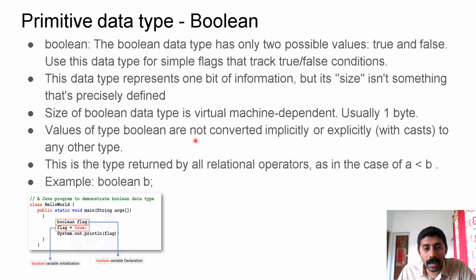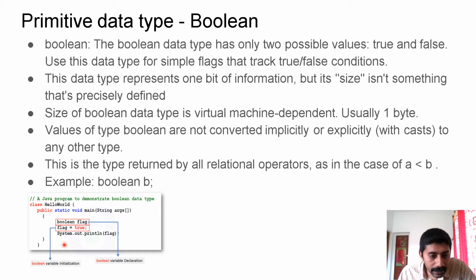Values of the Boolean are not converted implicitly or explicitly to any other type. That means you cannot convert Boolean to 1 or 0. Boolean is treated as a separate value, separate type. This is the type returned by all the relational operators, like less than, greater than. All these relational operators will return true or false conditionally, so that data type will be Boolean.